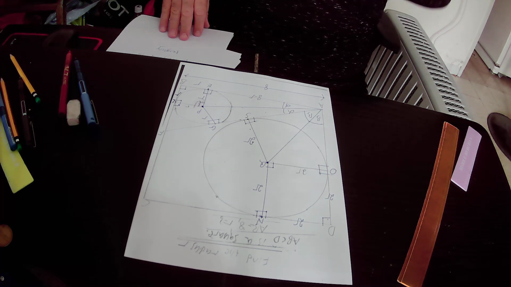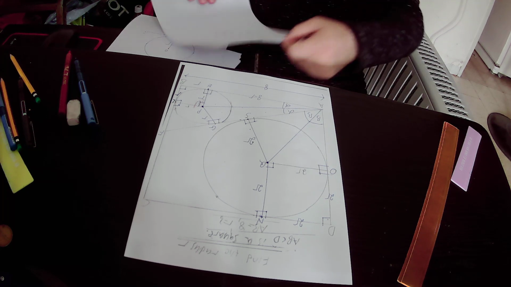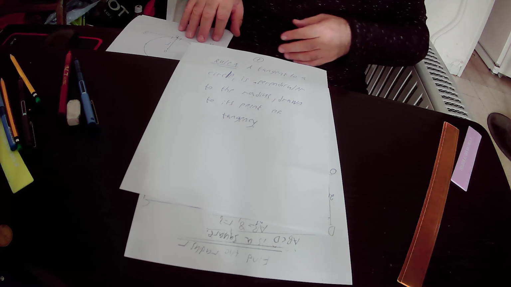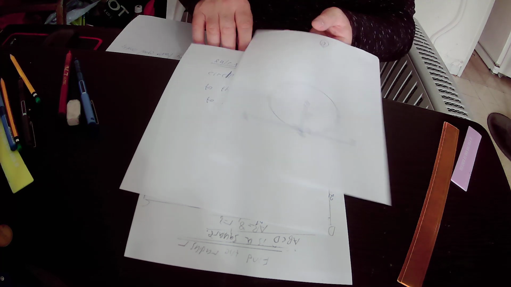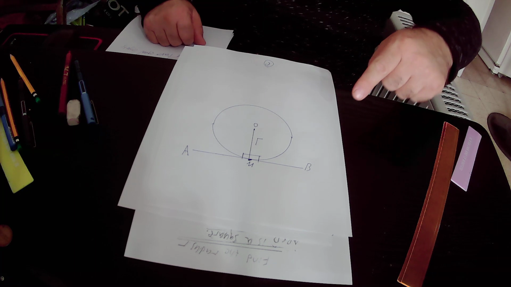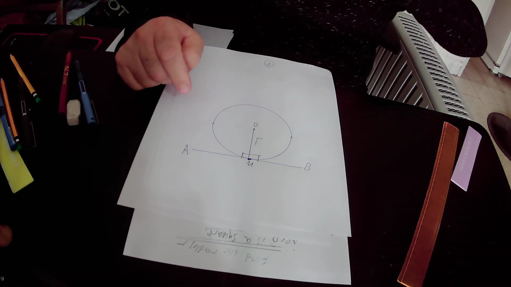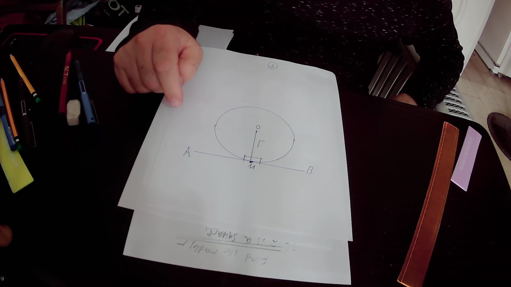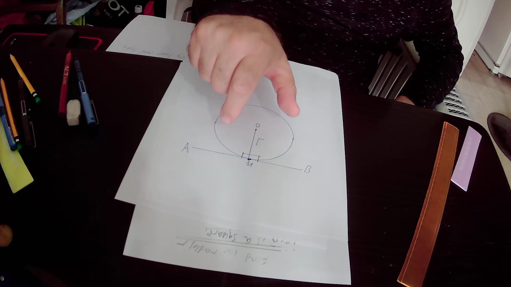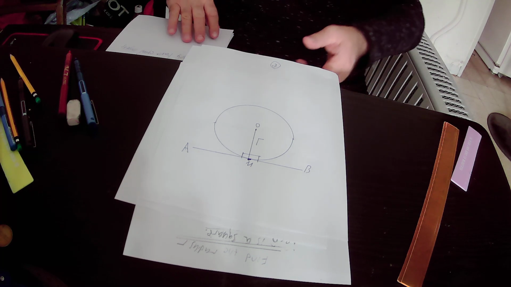The first rule is that a tangent to a circle is perpendicular to the radius drawn to its point of tangency. So, what is the meaning of rule number one? Whenever you have a radius drawn to the point of tangency, that is to say point M, then the tangent AB will be perpendicular to this radius. That is to say this angle is 90 degrees and this angle is also 90 degrees. So that is rule number one.